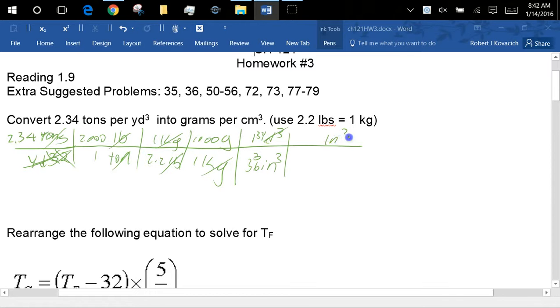I'll put inches cubed up here, and I'll put centimeters down here, cubed, and then 2.54 and 1 and 3 and 3. So everybody also gets cubed. And then the inches cubed get canceled out. So the units that I have remaining, the only ones that haven't been canceled, are grams and centimeters cubed.